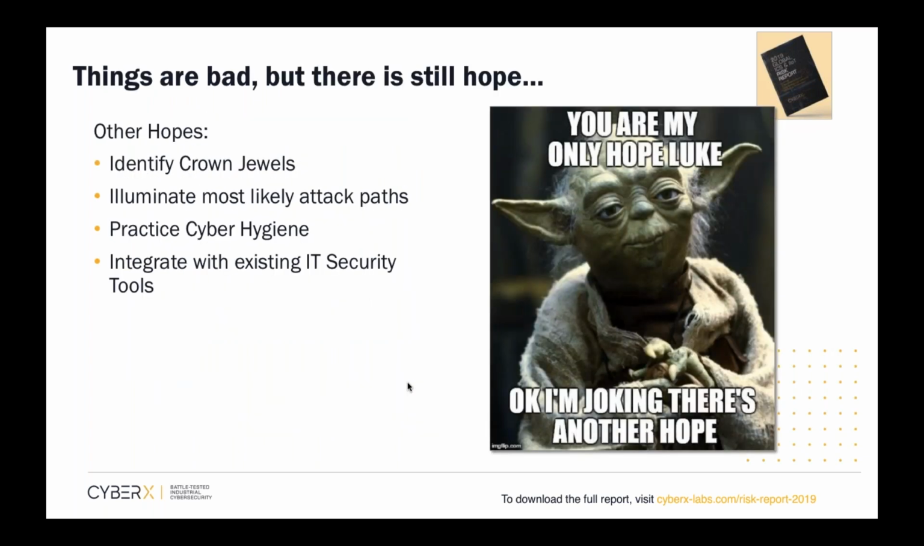So things are bad, right? But there is still hope. And in fact, there may be more than one hope, as Yoda should have told Luke, but didn't, tragically. So the other hopes are, what can you do? Well, you can identify the crown jewels. You can illuminate the most likely attack paths. You can practice cyber hygiene, and we'll talk a little bit about what that means. Or you can integrate with existing IT security tools, or all of the above. And I'll take a couple minutes just to talk about each of these points, and then pass on to Darminder.